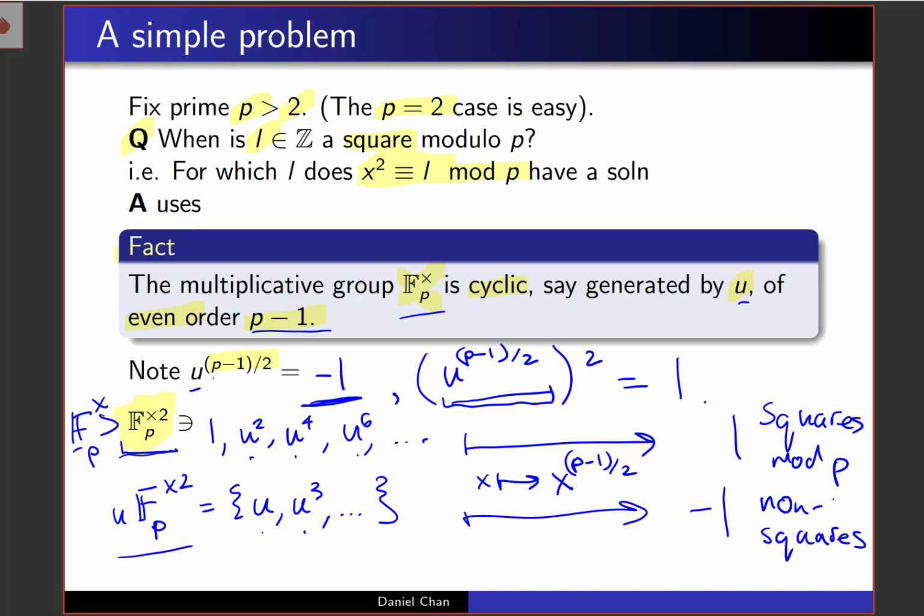And the way you detect it is you just raise the number to the power of p minus 1 on 2. You think of them as inside the finite field F_p, and then you raise it to the power of p minus 1 on 2. If that happens to be 1 inside F_p, then it's a square. If it happens to be minus 1, it's a non-square. So that gives you an answer, and I want to try to write out the full theory of what goes on in this simple explanation here.